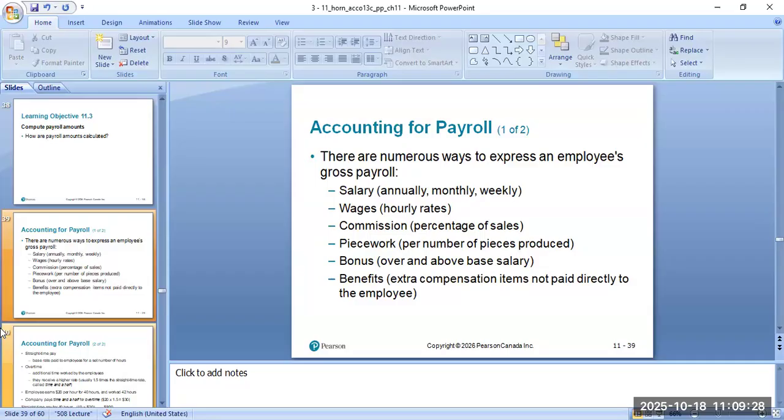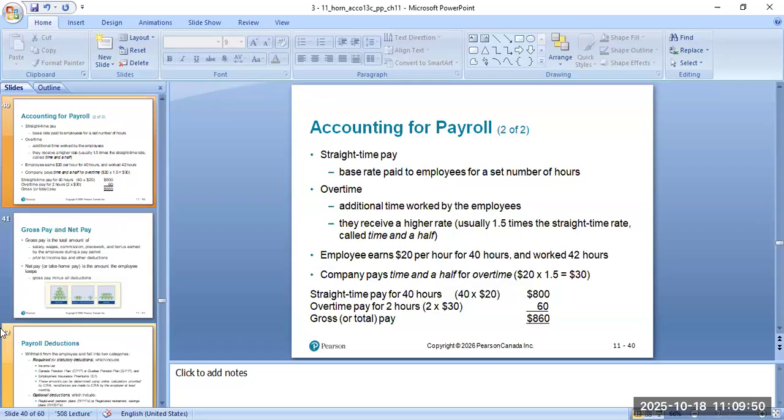So the employee may get benefits of a free cell phone, or a free company car, or free parking, or a free membership to a golf club. All those are considered benefits. Now, we're going to have two types of time. One will be the straight time, which is paid based on the base rate, and overtime, which is additional time.